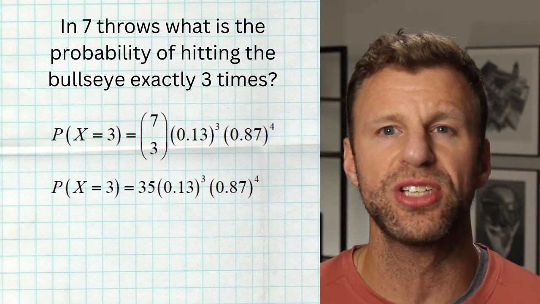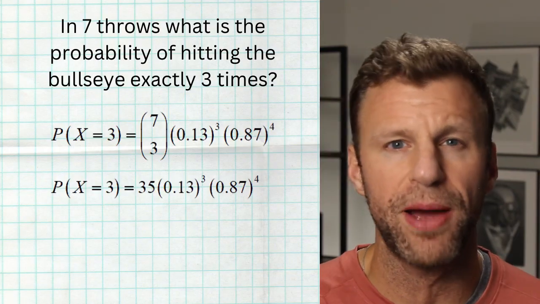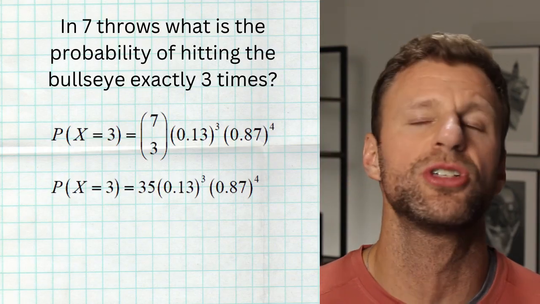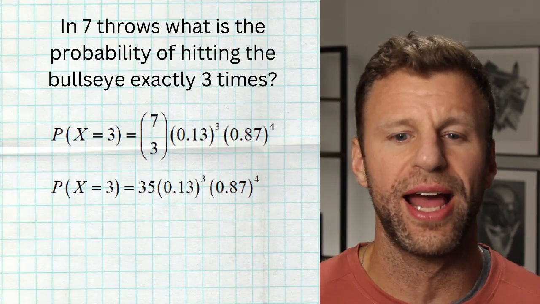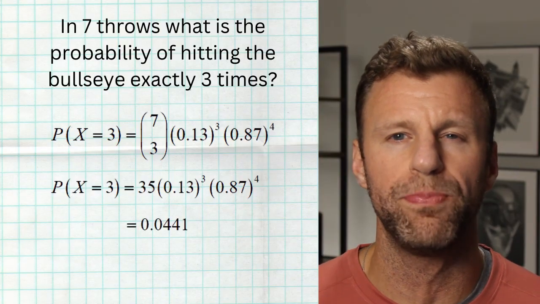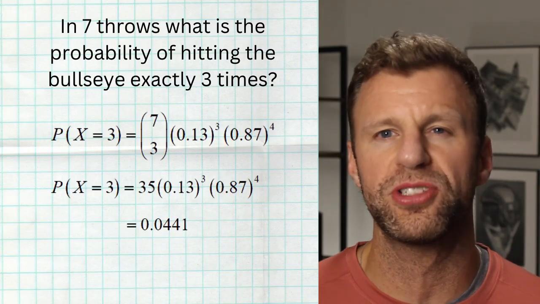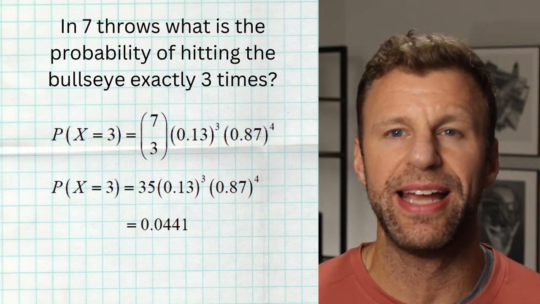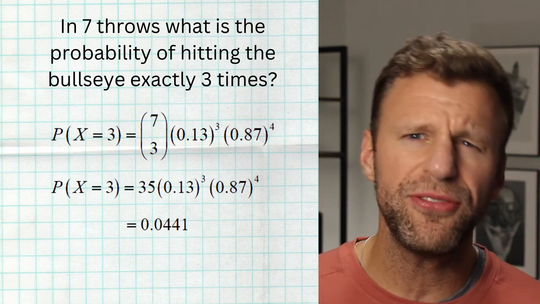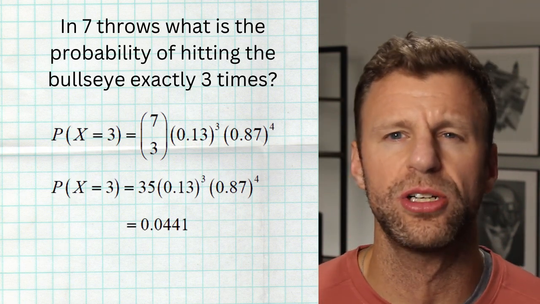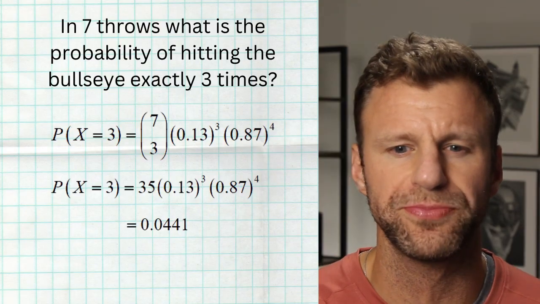So now to finish this off, I just take the 35, times the 0.13 to the third, times the 0.87 to the fourth, and I get 0.0441. So there's about a 4.41% probability that David hits 3 bullseyes in his 7 attempts. So kind of unlikely, not totally out of the question, but on the lower side, that's for sure.